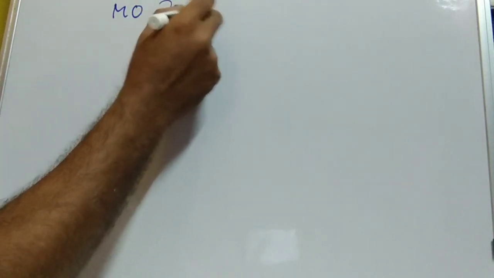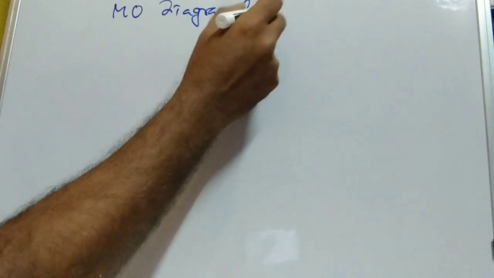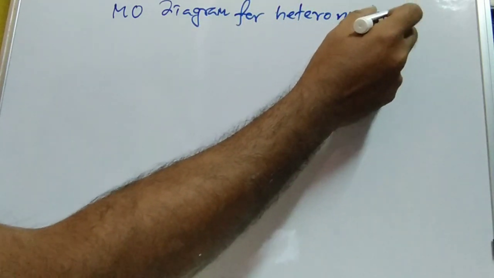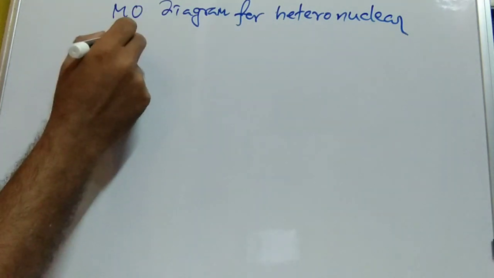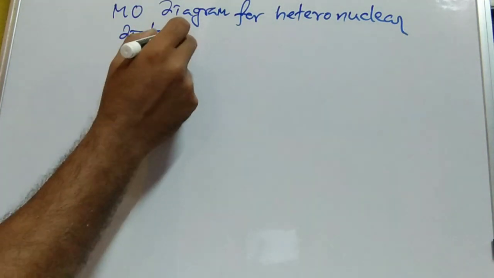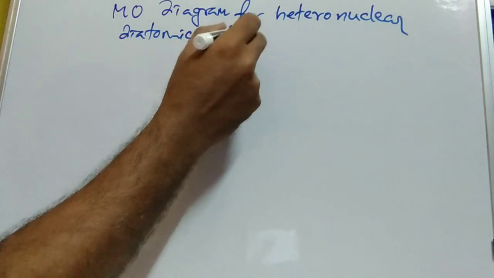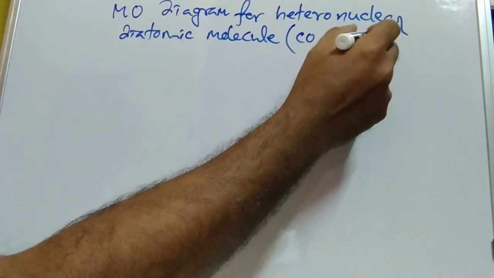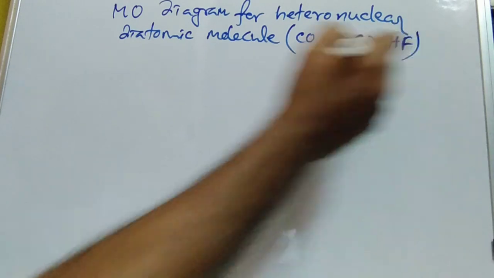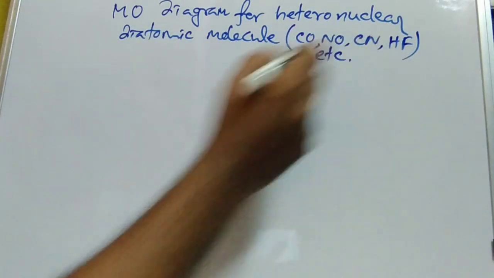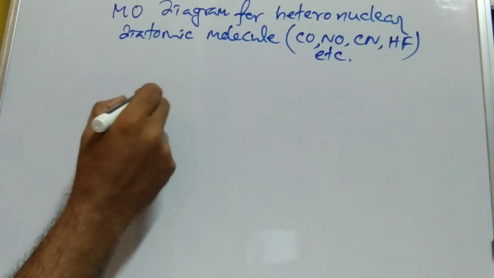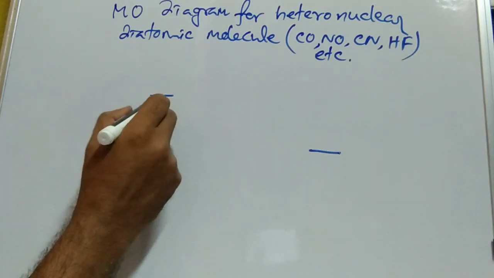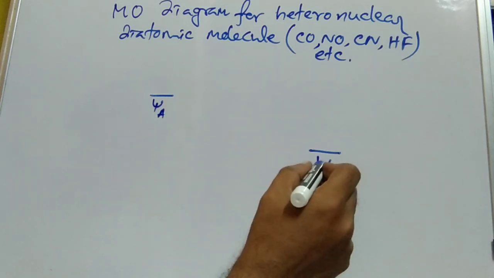The same principles apply when combining atomic orbitals from two different atoms as applied when the atoms are identical. That is, number 1, only atomic orbitals of about the same energy can combine effectively. Number 2, they should have the maximum overlap. Number 3, they must have the same symmetry.